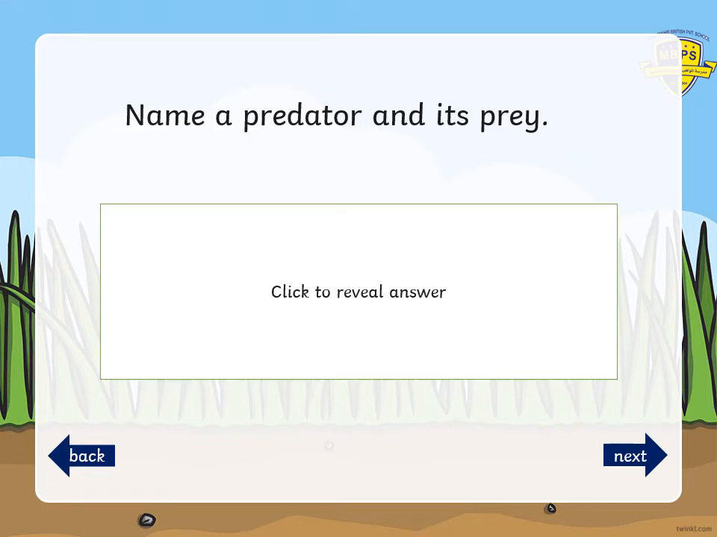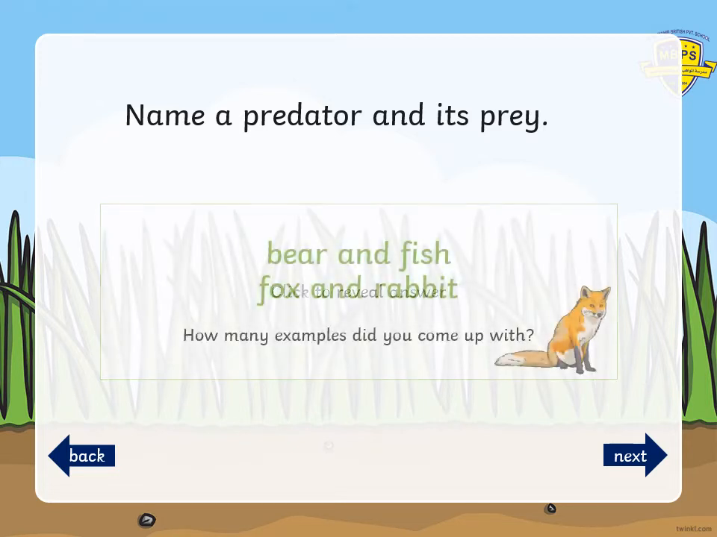Name a predator and its prey. Can you think of any? I just saw the video right now. What do you think? Any predator and prey relation you found? A bear and a fish, a fox and a rabbit. Did you get the same examples or something else?